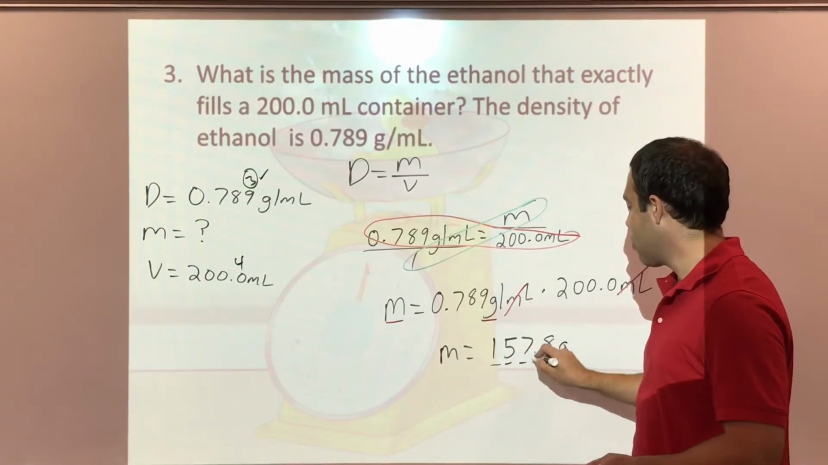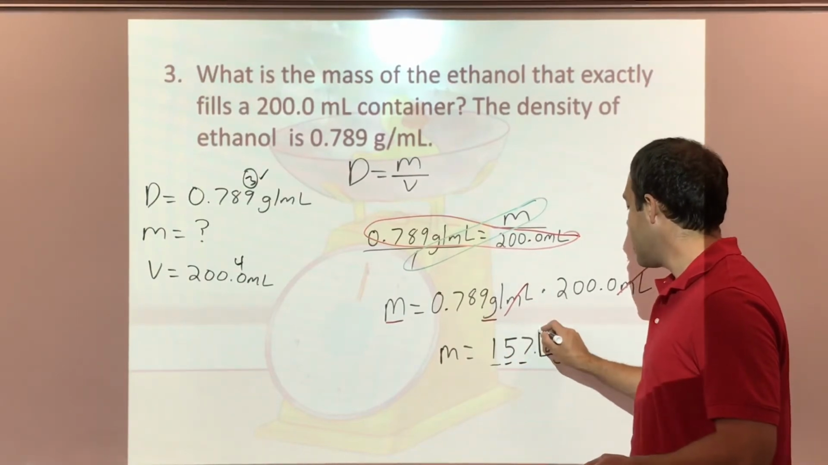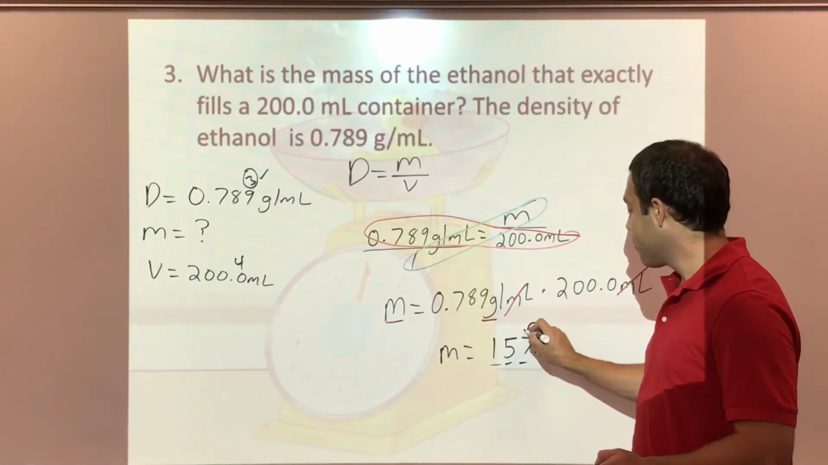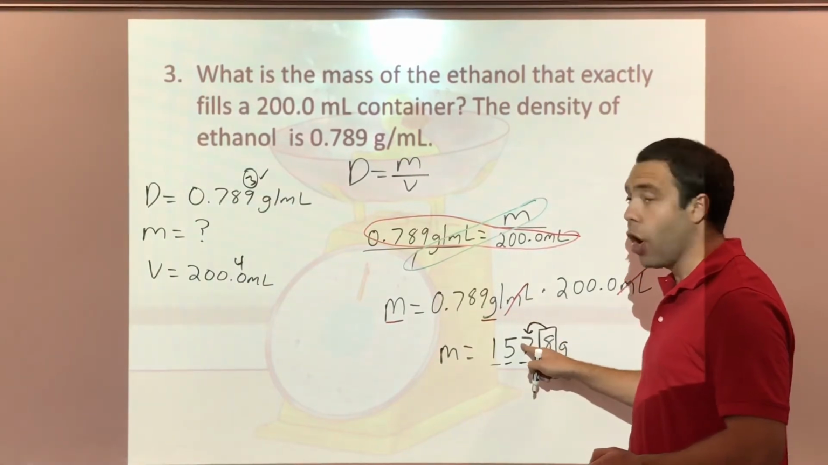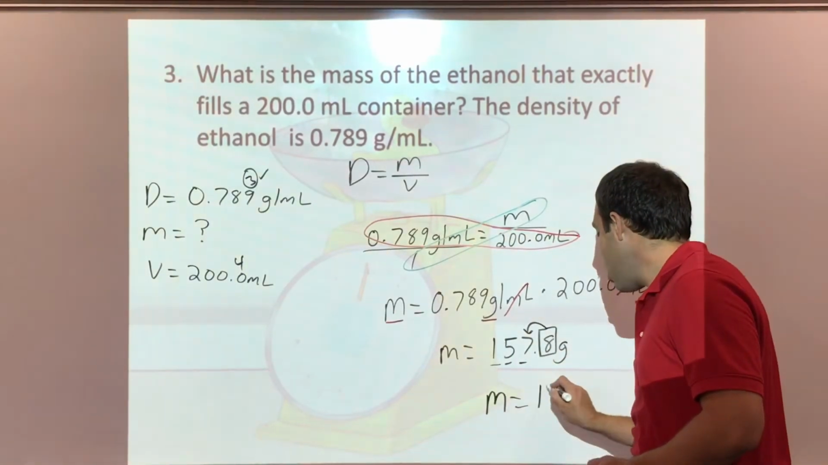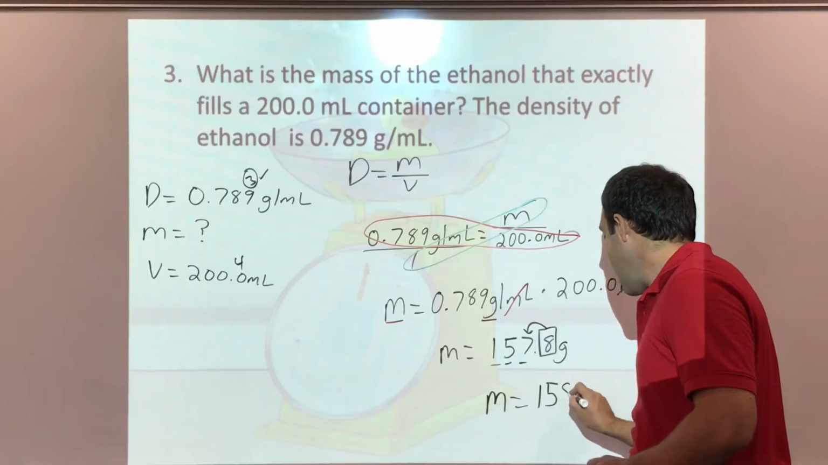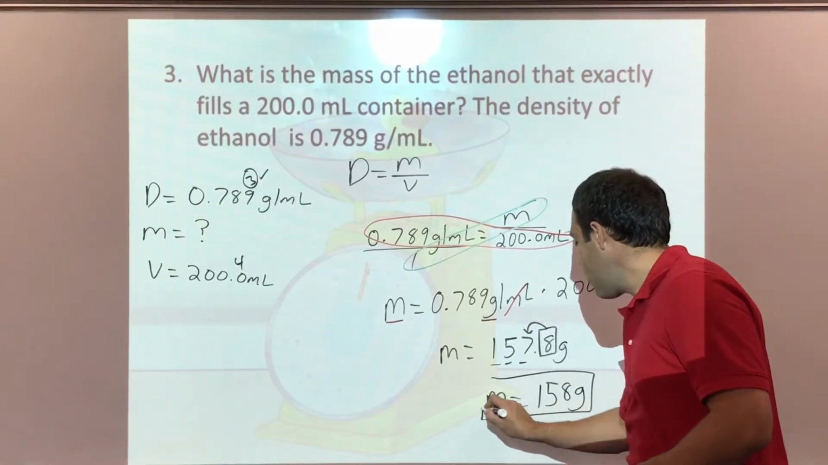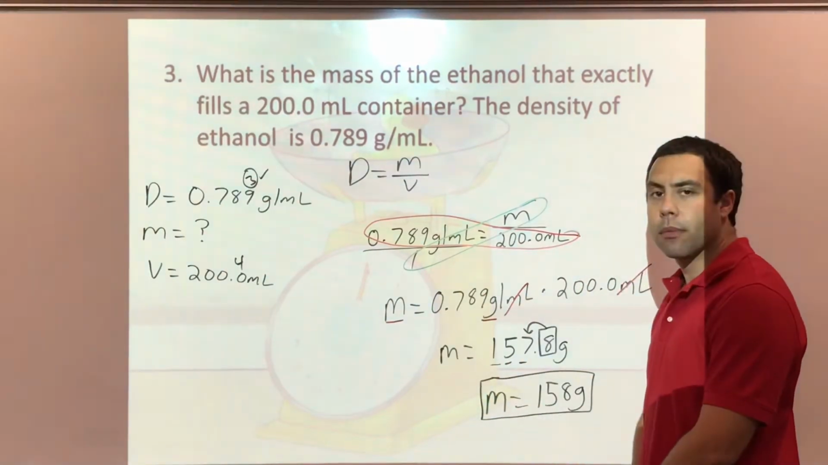1, 2, 3. Put a box around the next number. Look in the window. Since 8 is 5 and above, that makes this 7 go up 1 to 8. So our final answer is mass equals 158 grams. And we always box off our final answer.